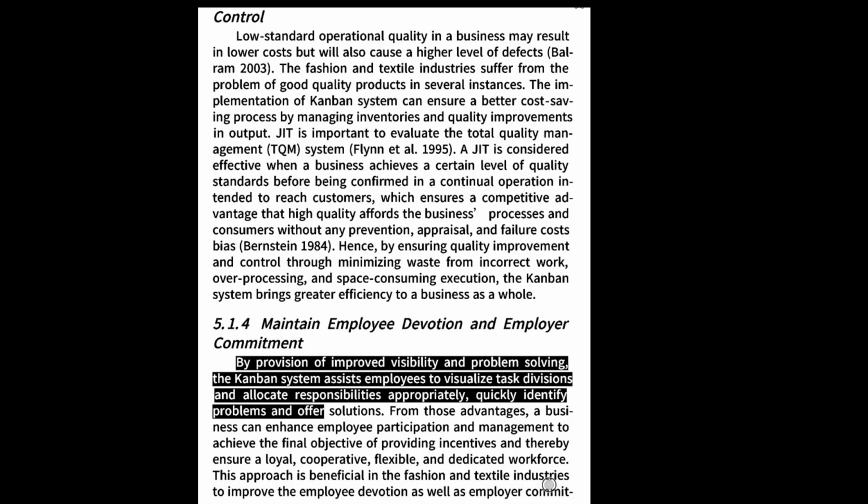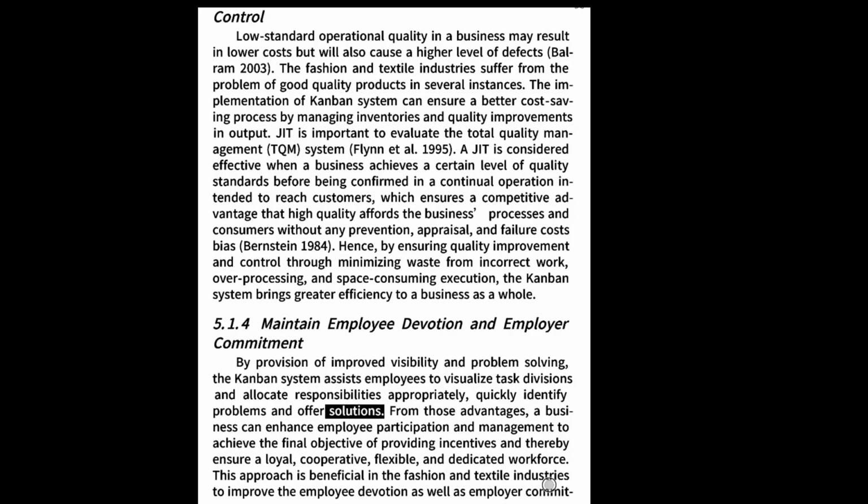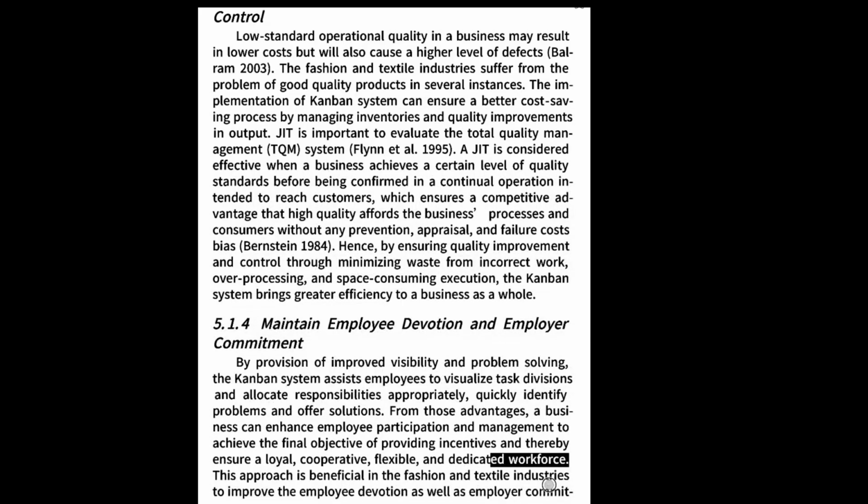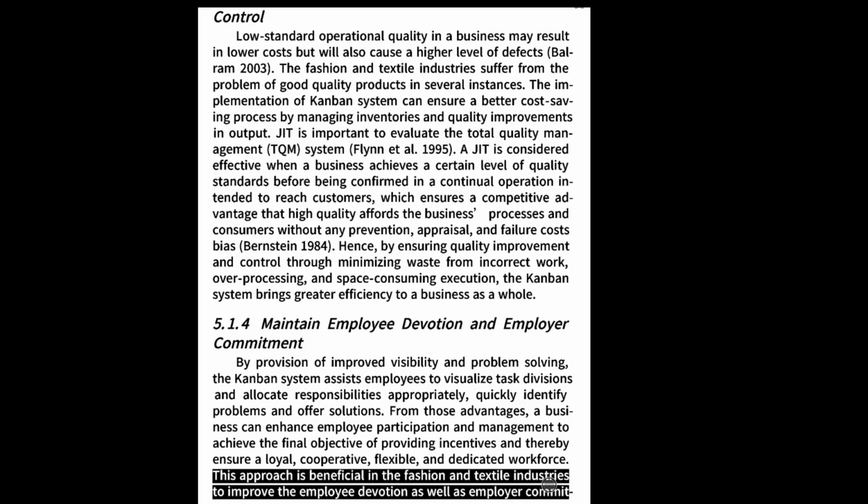By provision of improved visibility and problem solving, the Kanban system assists employees to visualize task divisions and allocate responsibilities appropriately, quickly identify problems and offer solutions. From those advantages, a business can enhance employee participation and management to achieve the final objective of providing incentives and thereby ensure a loyal, cooperative, flexible, and dedicated workforce. This approach is beneficial in the fashion and textile industries to improve the employee devotion as well as employer commitment.